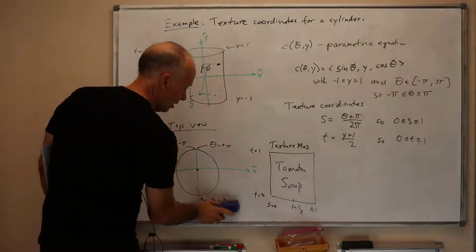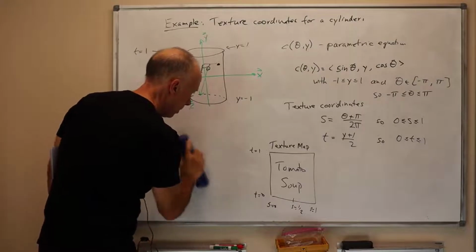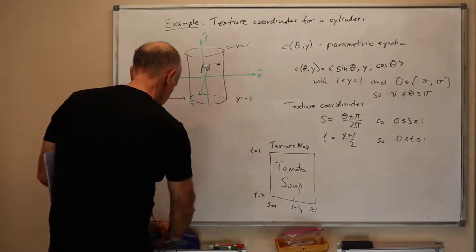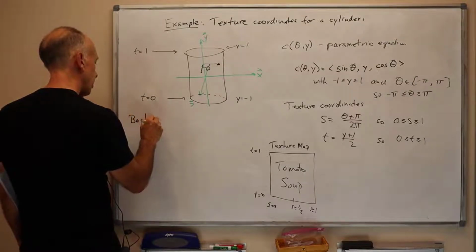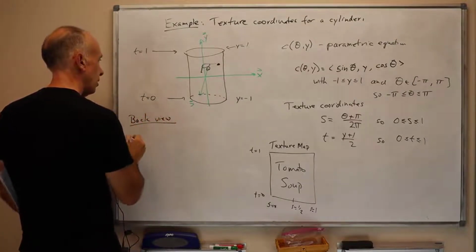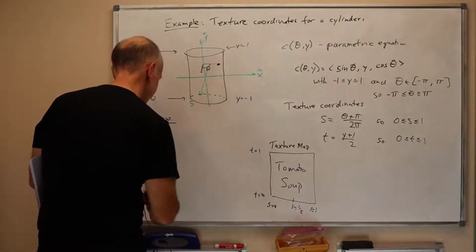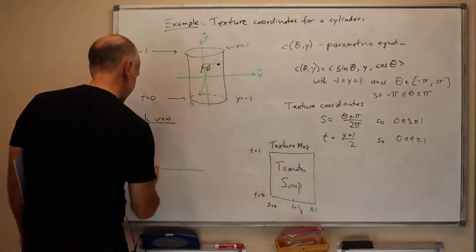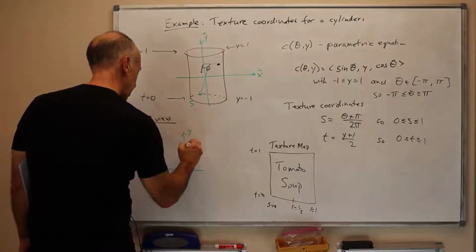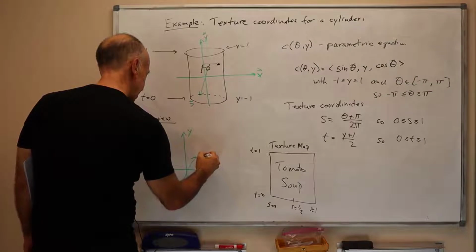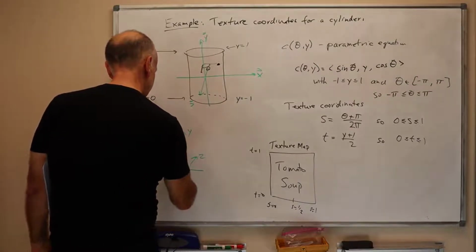A sort of strange thing happens on the back of the cylinder. Suppose we do a back view of the cylinder. In the back view, I guess the x-axis is pointing this way, the y-axis is pointing up, the z-axis is pointing away from us, and right here is the back side of the cylinder.